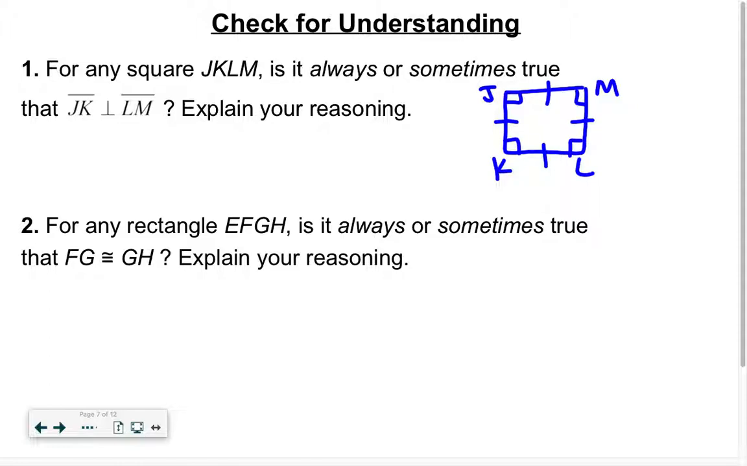That was improper English. And it says for any square JKLM, and you don't have to put the vertices in a certain order as long as they're consecutive, as long as they're going in a circle. Is it always or sometimes true? Notice that never is not an option. The word no is not an option. Is it always or sometimes true that JK in a square is perpendicular to LM?